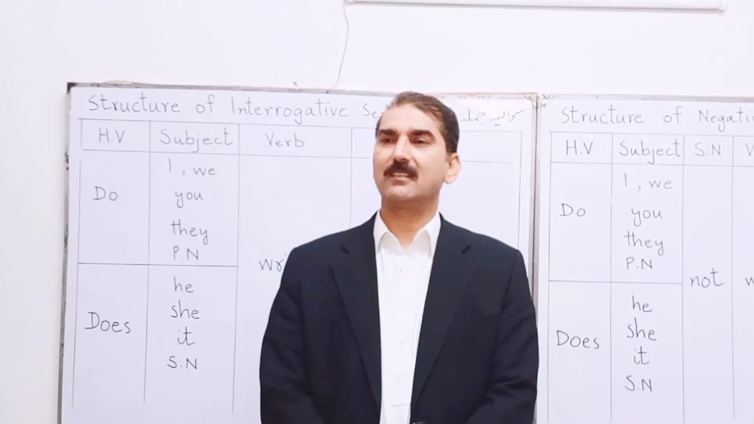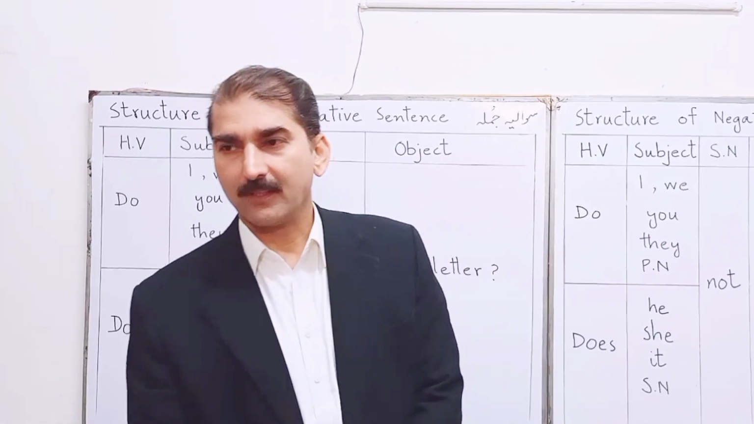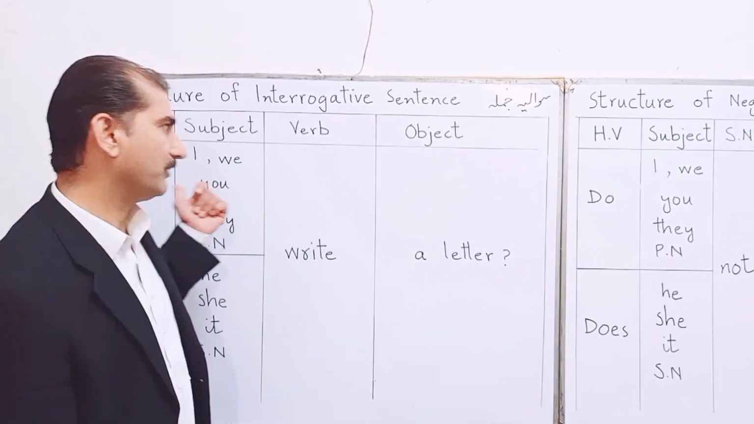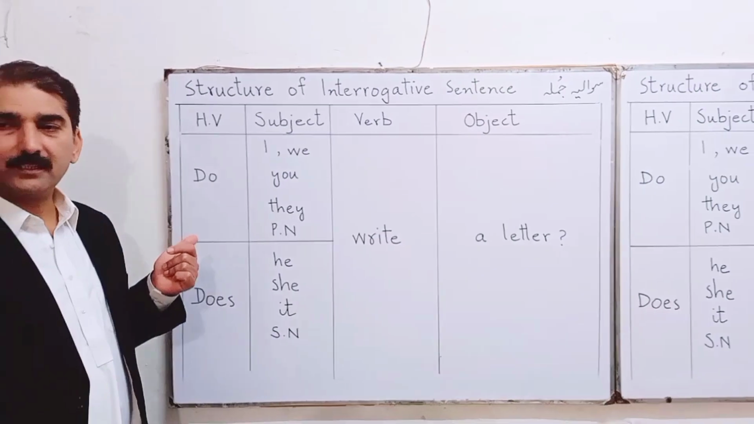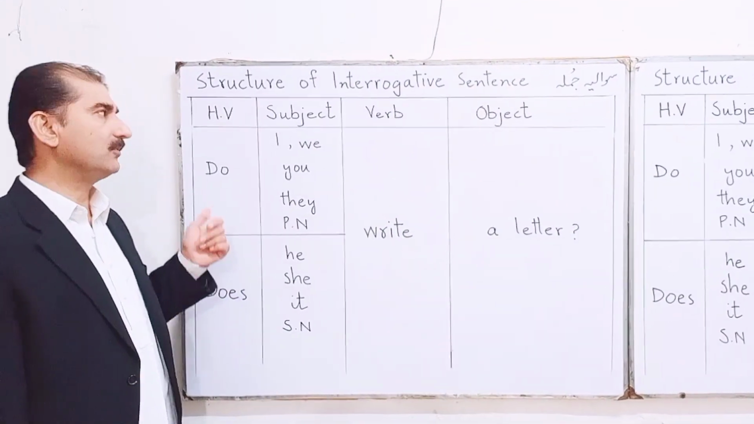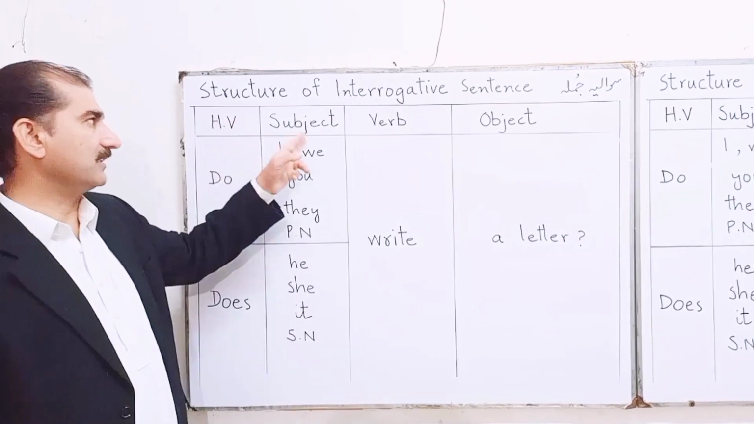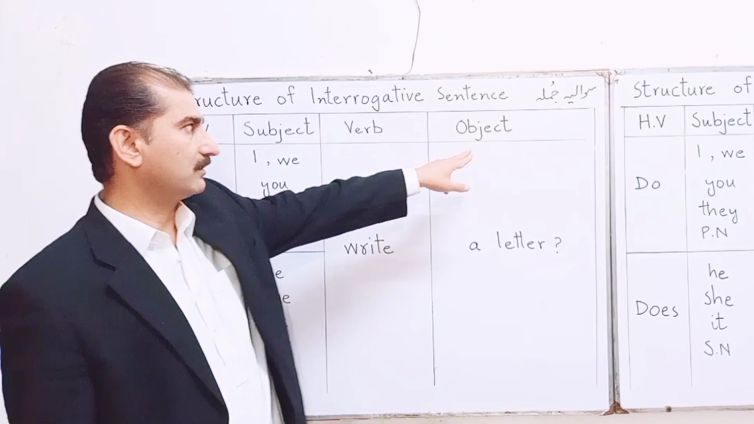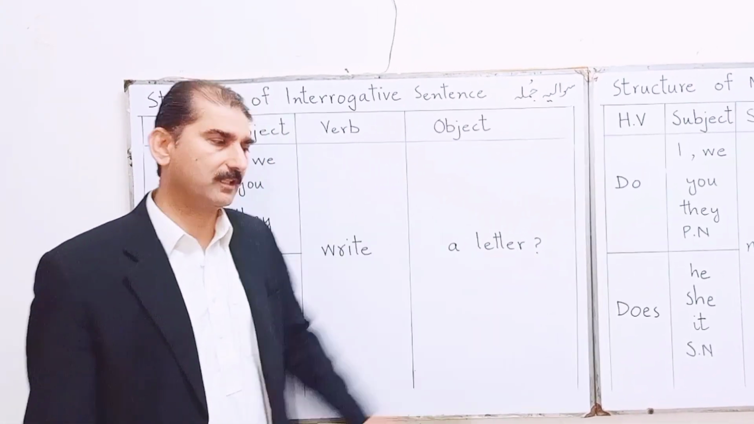Today we will discuss the structure of interrogative sentence in present indefinite tense. We have drawn some tables over here for your convenience so that you may easily understand that. As I have told you, in interrogative sentence we will use the helping verb at the beginning of the sentence. The helping verb will be followed by subject and verb, and after that the object, and at last we will use the sign of interrogation or interrogative sign.